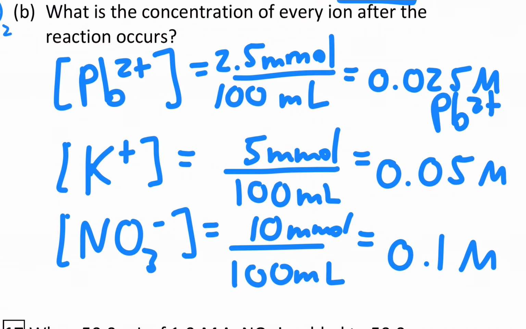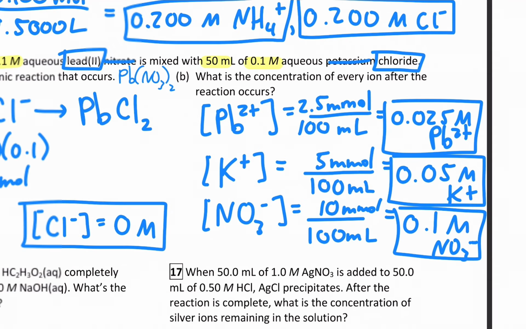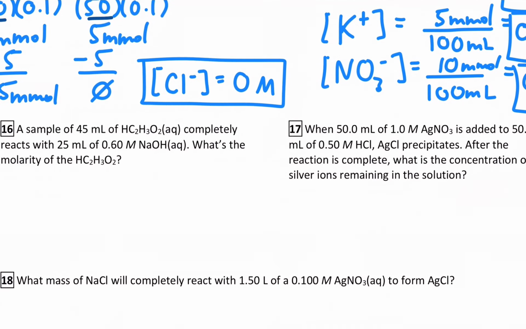There's our lead, our K+, and our nitrate. And we could even rank them. Chloride being the least abundant, it was the limiting reactant, so it's no surprise. Lead being the next least abundant, or the least abundant still in solution, it was the excess reactant. And then the 2 spectators are the most abundant because they were spectator ions. There's even more of the one that was twice as much of in the beginning.